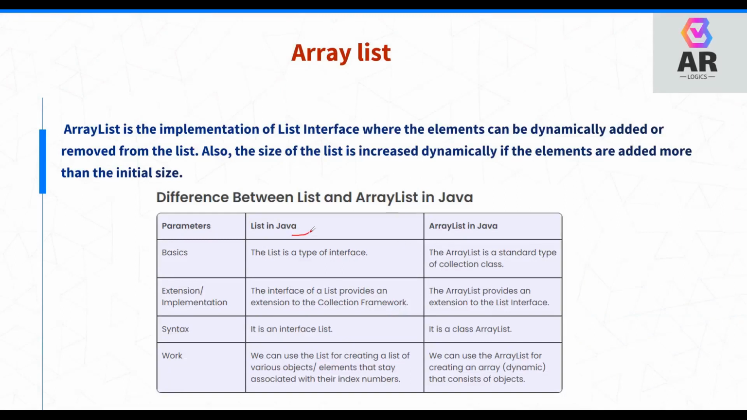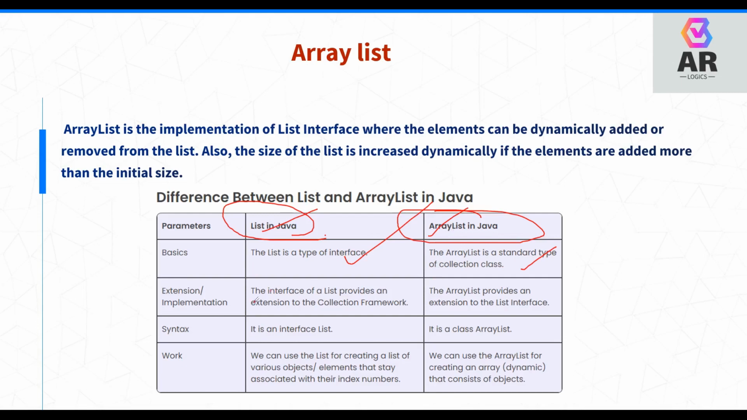Here is one more question. What is the difference between list and array list? Two questions: the difference between array list and array, and the difference between list and array list. List is an interface. Array list is a data type in the collection classes. This is a class, a collection class.